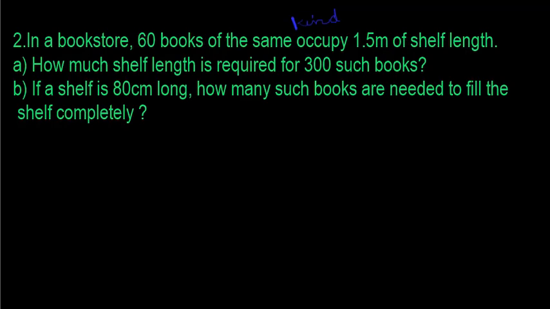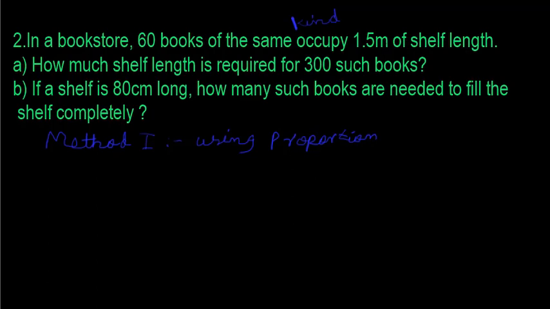And part B: if a shelf is 80 centimeter long, how many such books are needed to fill the shelf completely? First I am going to use the proportion method, and second would be the unitary method. Method 1, using proportion. To start, I will take the complete condition from my question, that is 60 books of same kind occupy 1.5 meter. So this one is actually the complete condition.